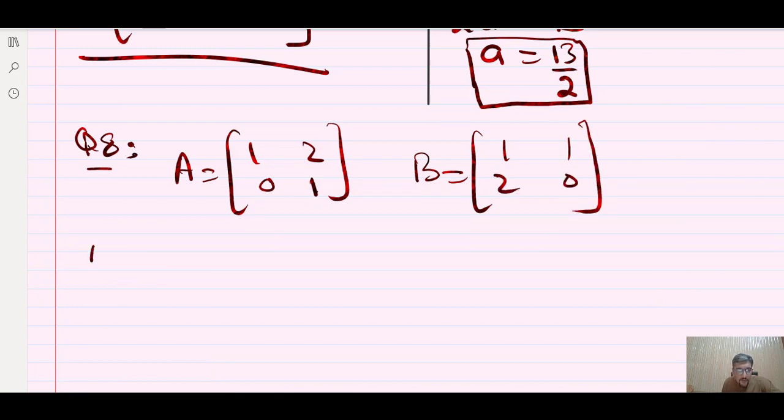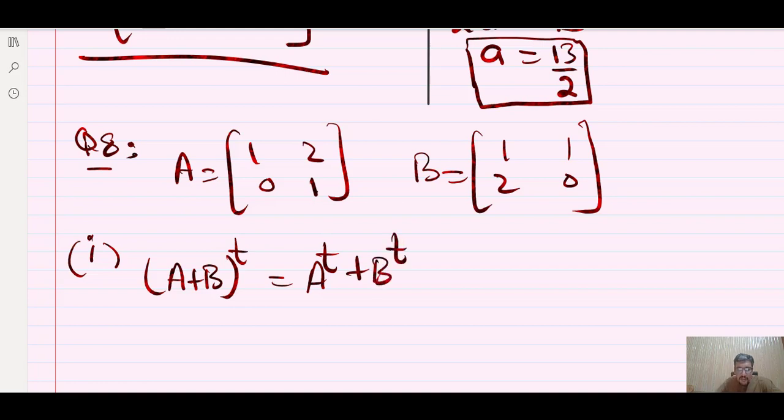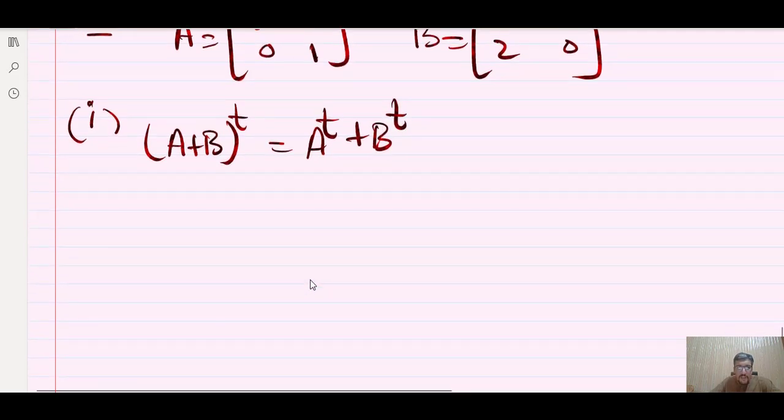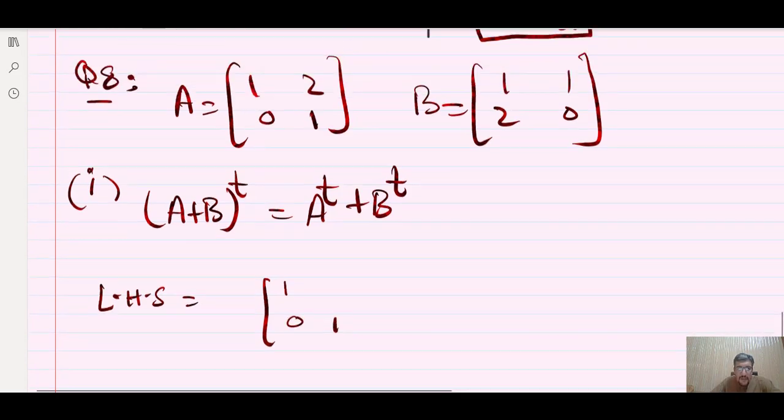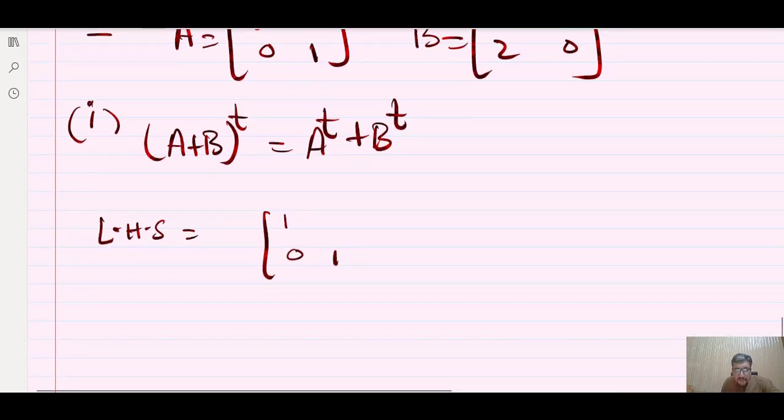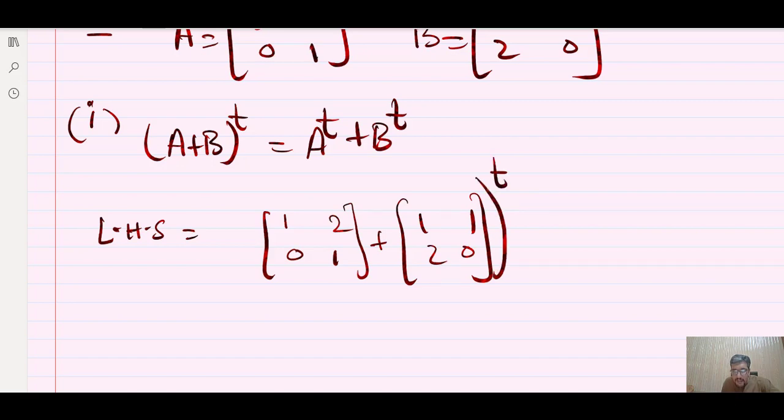So I'm going to solve the first part, in which you have to show that (A + B) transpose is equal to A transpose plus B transpose. First of all, I am going to solve the left hand side. In the left hand side, first of all you will add matrix A with matrix B, plus 1 1 2 0. Whatever result you get, you will take the transpose of it.